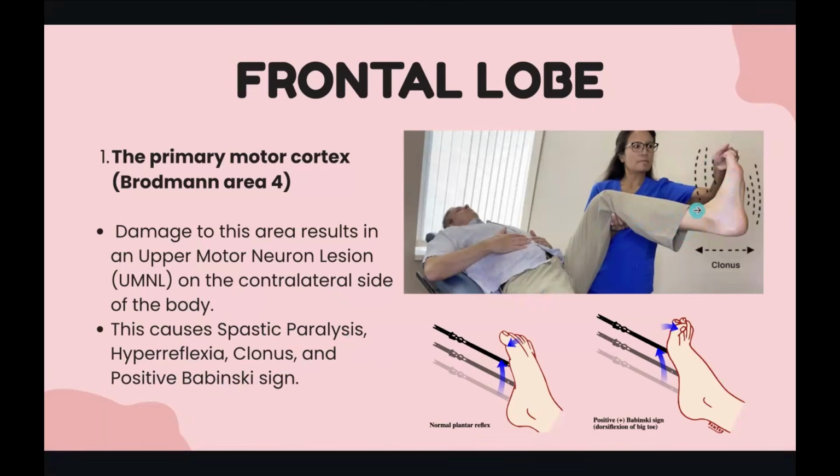The physician would flex the knee and the ankle like this, and they would hold it for a second. And the patient with a positive clonus sign, with their feet, would start going back and forth. All right, so it will be somewhat shaking. All right, so this is clonus and a positive Babinski sign.